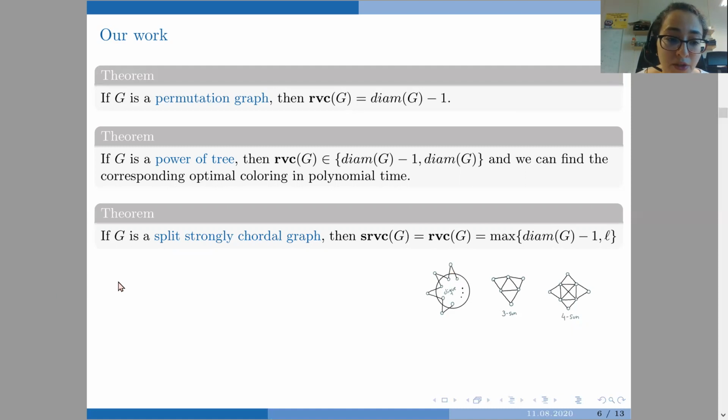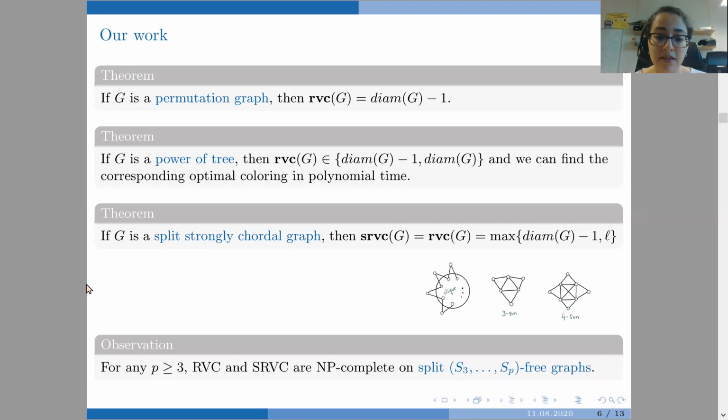And what we actually show in contrast with this last result is that both problems are actually NP complete if we consider split graphs, but we only restrict a finite number of suns. So split strongly chordal graphs are the split graphs without induced suns. And if you actually forbid any finite family instead, then the problem is NP complete.